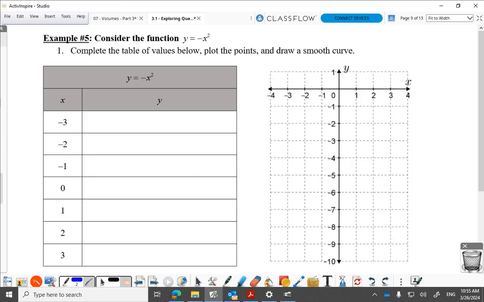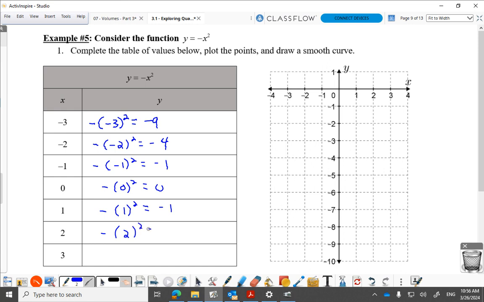What if I put a negative out front? What happens then? It just changes the y value. I'm going to write it out here. Negative 3 squared, which is now negative 9. Negative 2 squared, which is now negative 4. Negative 1 squared, which is negative 1. Negative 0 squared, that's still 0. And negative 1 squared is negative 1. Negative 2 squared is negative 4. And negative 3 squared is negative 9.